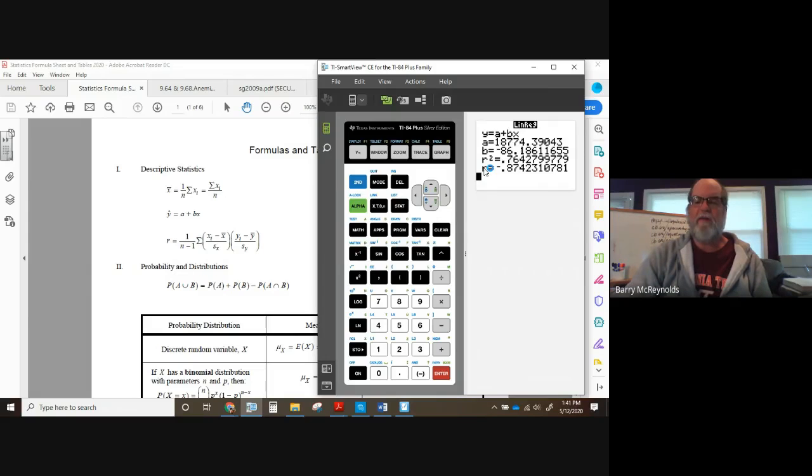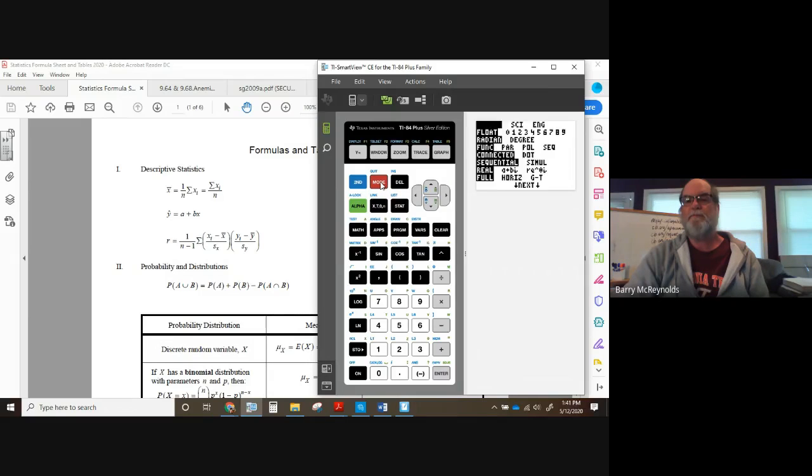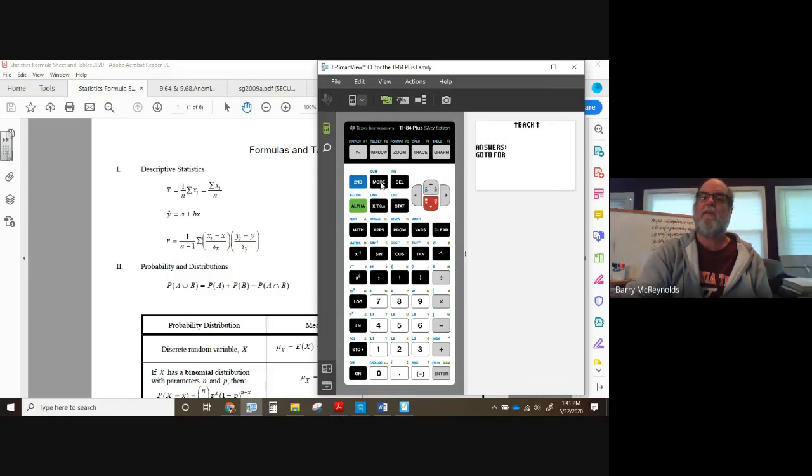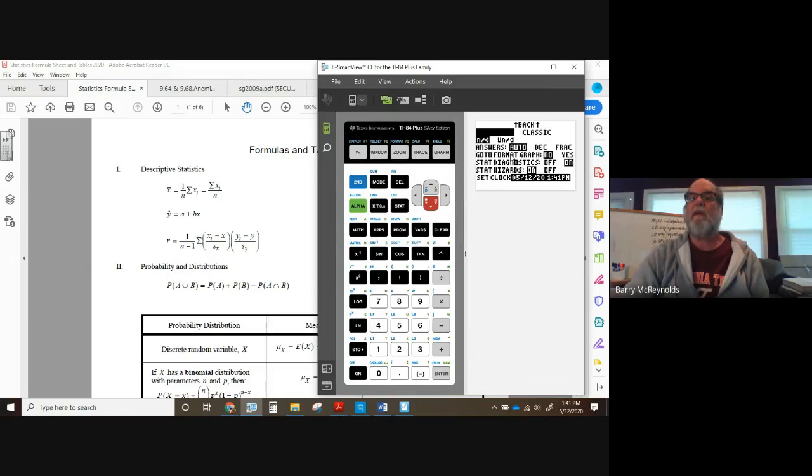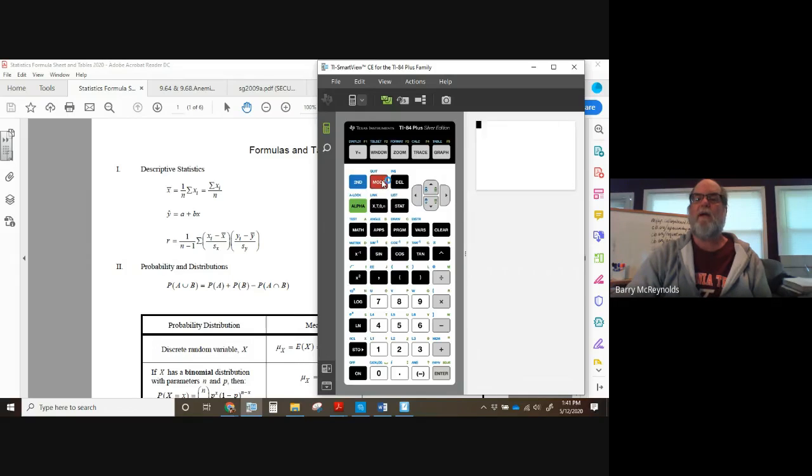It's kind of a crazy thing, but if you don't see R and R squared here, what you need to do is hit the mode button, and you need to cursor down to the second screen where it says Stat Diagnostics, and cursor over. I'll just show you. I'm going to turn Stat Diagnostics off here, and I'm going to quit out of here, and then I'm going to do this calculation.